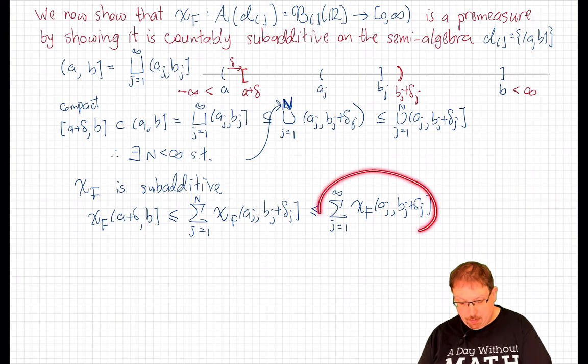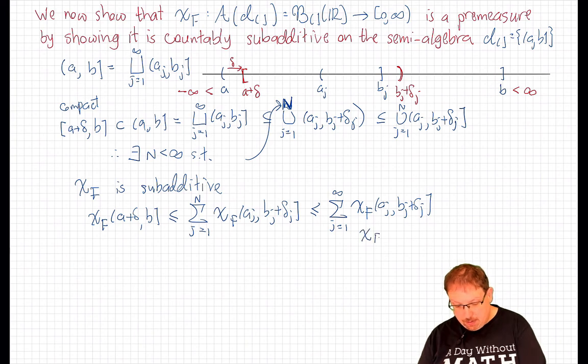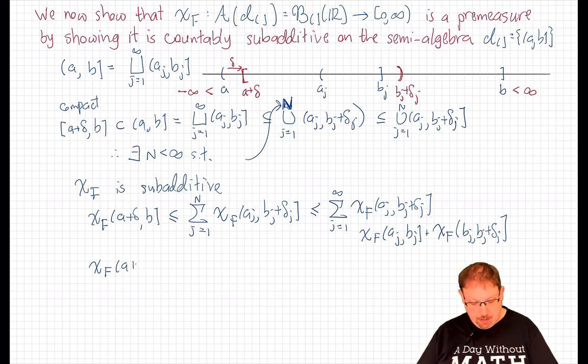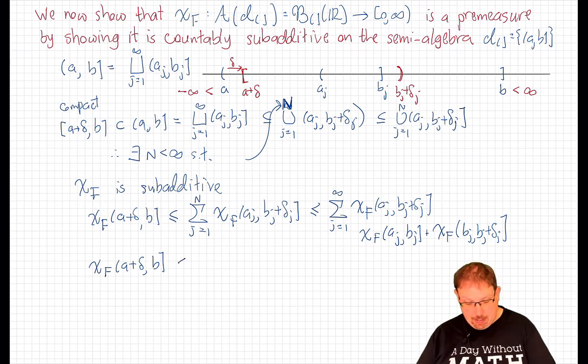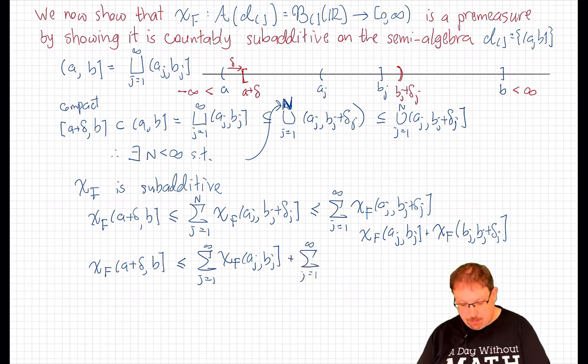We'd like to compare this to a sum of intervals simply from aj up to bj. We can use the finite additivity of the measure to do that by noting that the terms inside here can each be written as chi of the interval from aj up to bj plus chi of the interval from bj up to bj plus delta j. And so what we have is that something close, and we'll quantify how close in a moment, to the left-hand side we're interested in, chi of a plus delta up to b, is less than or equal to the sum of what we want on the right-hand side, chi of the interval from aj up to bj, plus the leftover bits, chi of bj up to bj plus delta j.